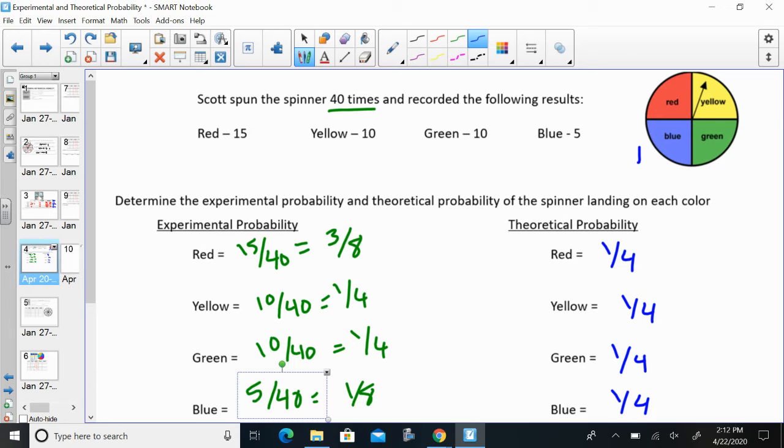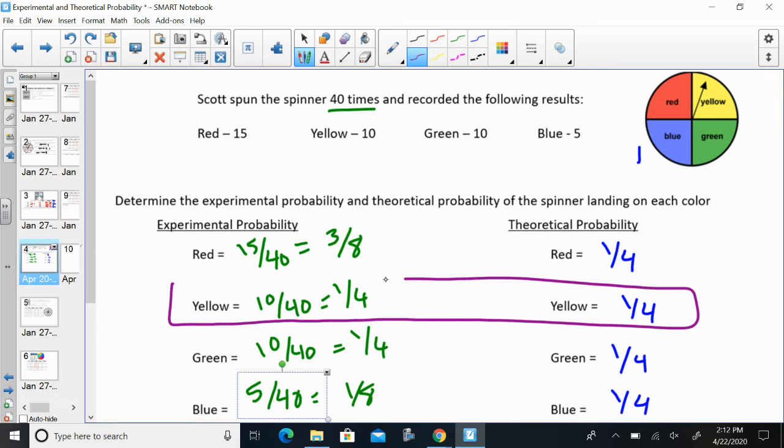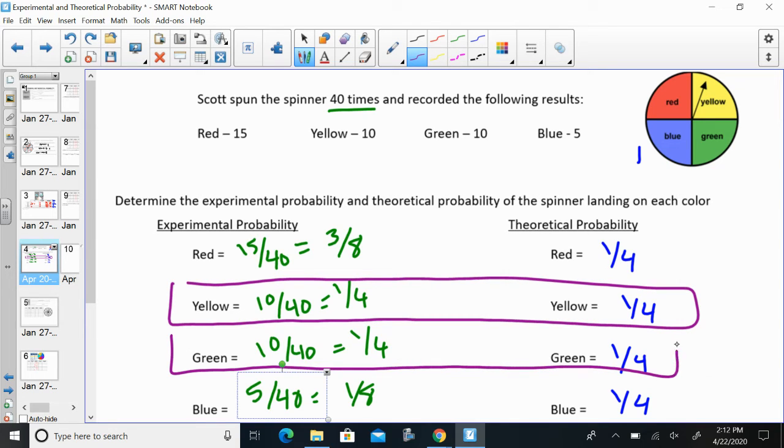So when looking at our results here, Scott spun it 40 times. He actually matches his experimental probability to his theoretical probability twice. So the more times he spun his spinner, the closer his values got to theoretical probability.